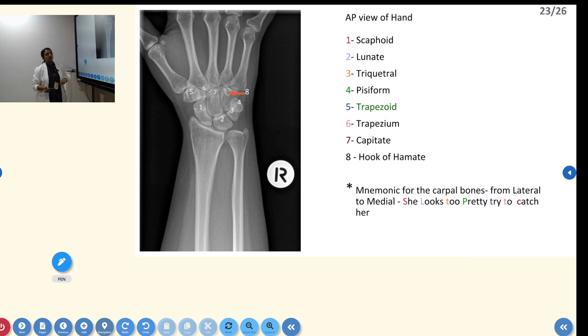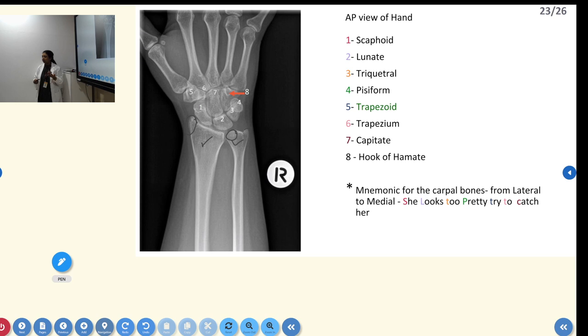Now, the last X-ray, this is the AP view of the hand. First we are going to identify the bones. Here we have the lower end of the radius, and here we have the lower end of the ulna. How do you identify them? First we have to identify the lateral and the medial side. To identify the lateral side, you can see the styloid process of the radius, which is projecting laterally, and the small head of the ulna and its styloid process. So that is one way by which you can identify the lateral and medial side.